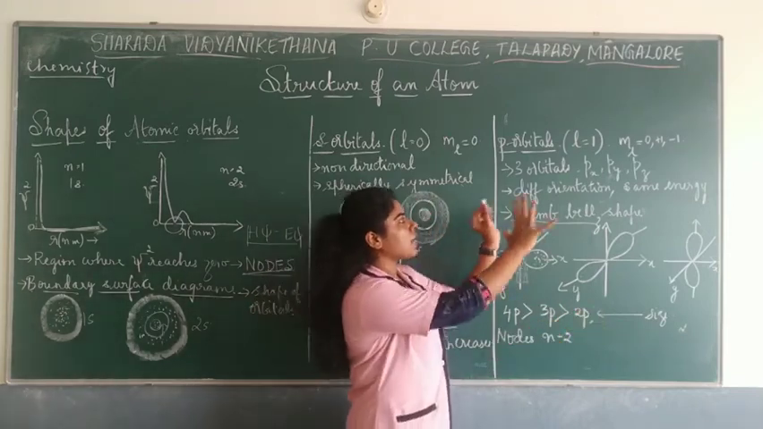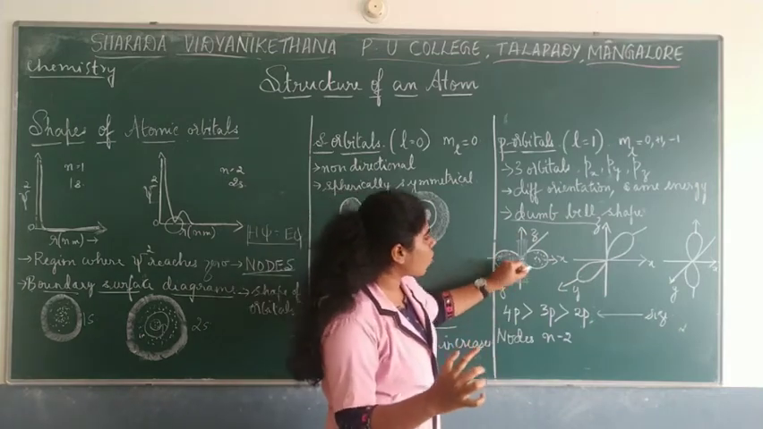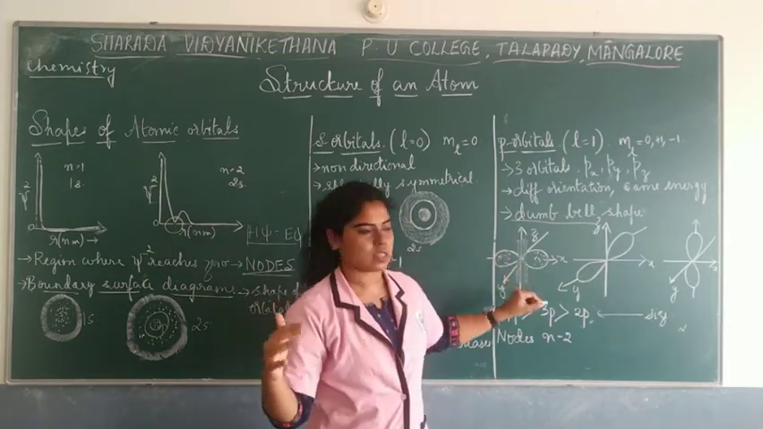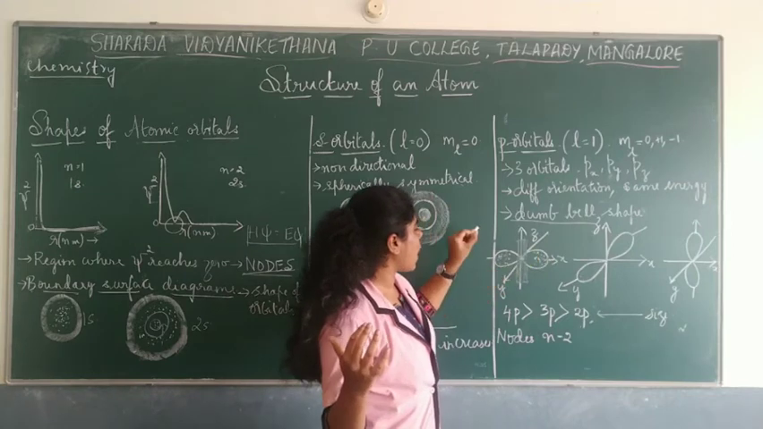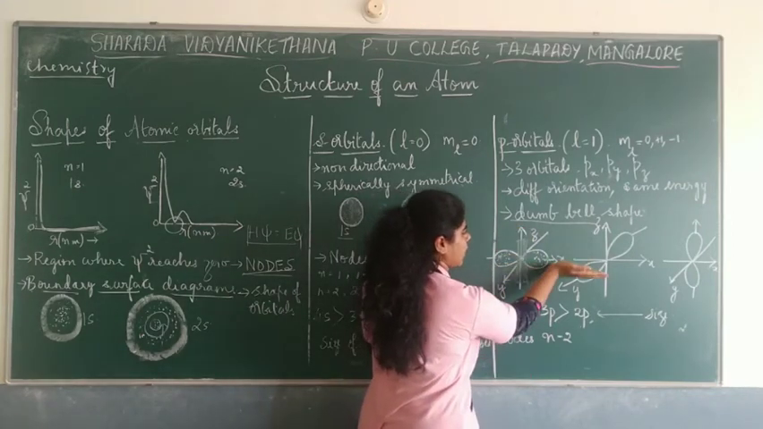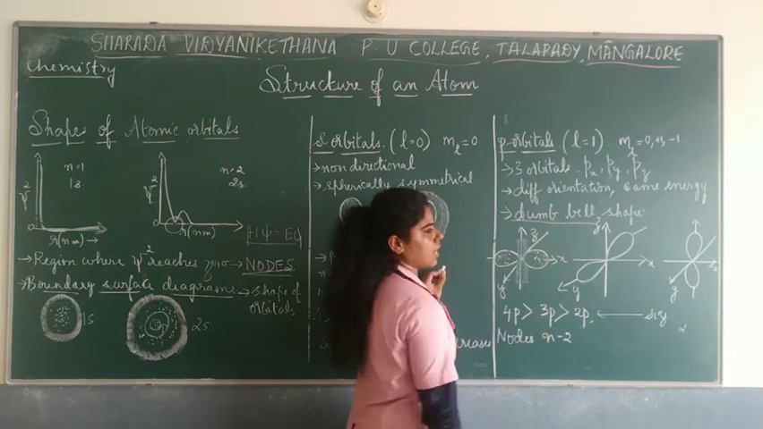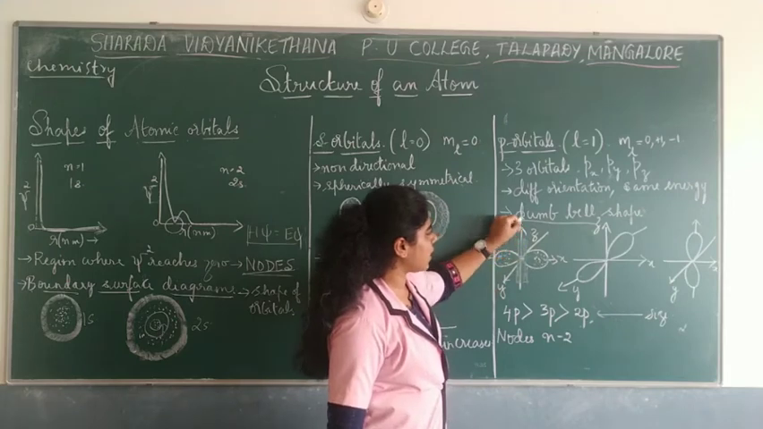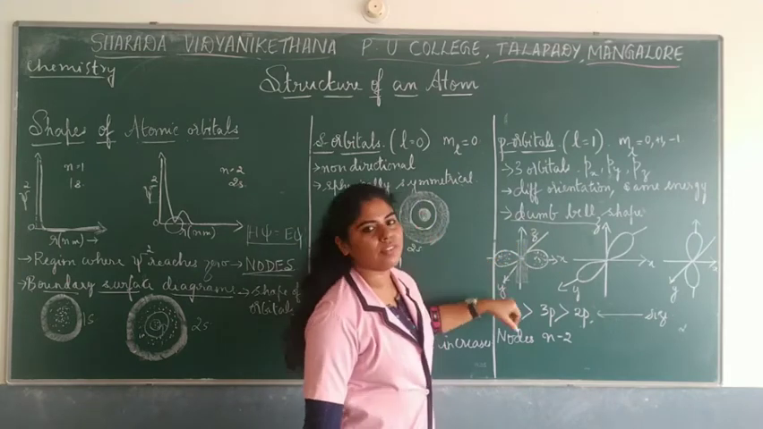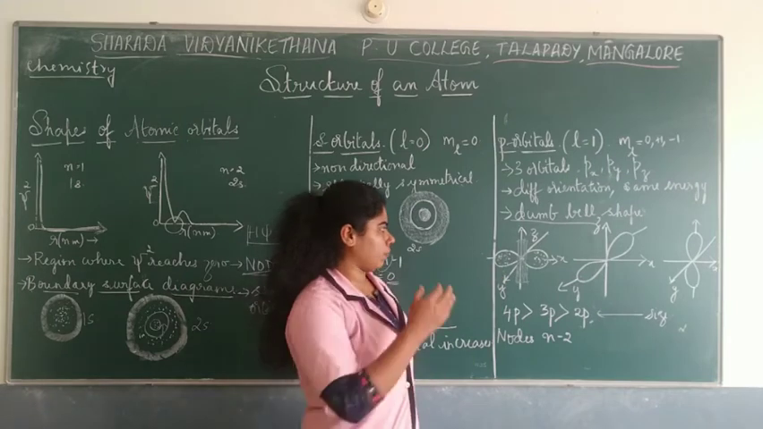Now why do we say px, py, pz? In order that we denote it along the three axes. One would be x, one would be y, and the other one would be z. The x axis will be straight like this, and then here you have the y axis, and then you have the z axis. So x and z are like a plus sign, and then you have the y axis. This is how you denote p orbitals or the dumbbell shape.